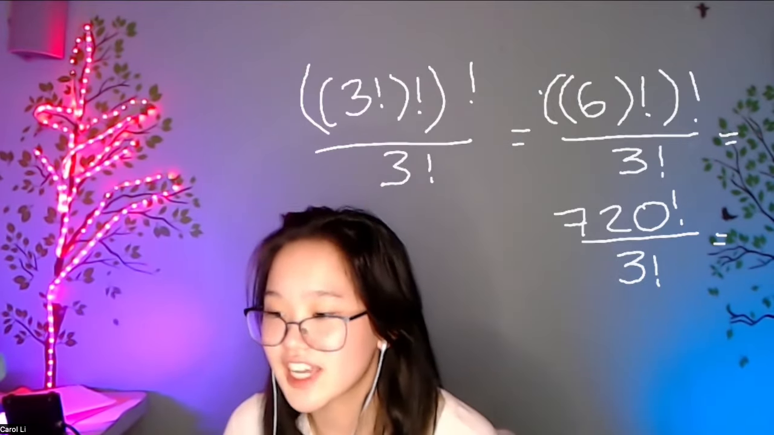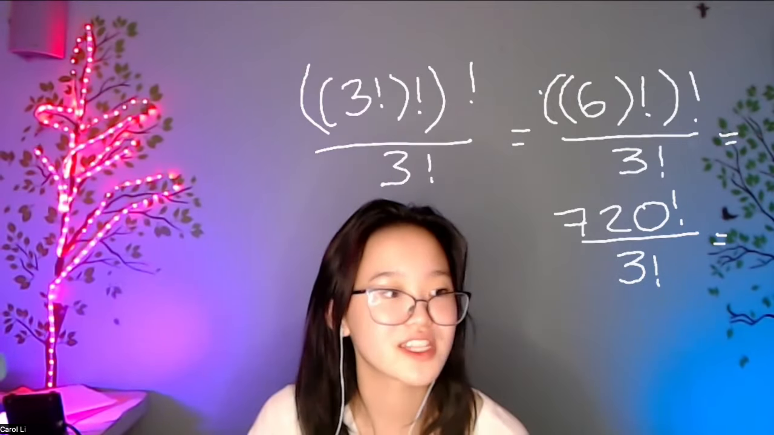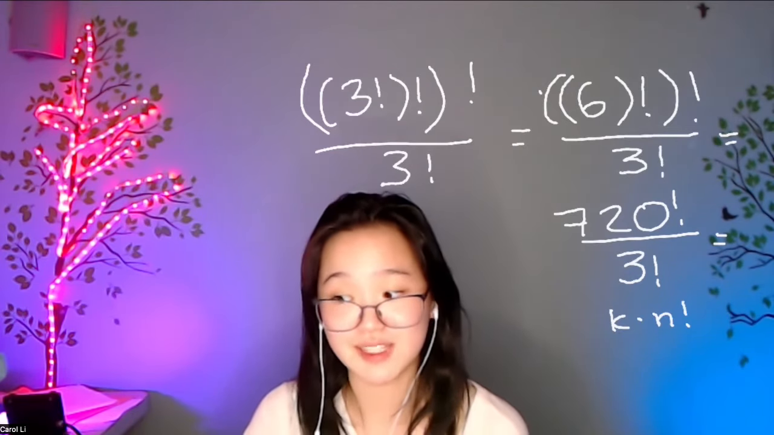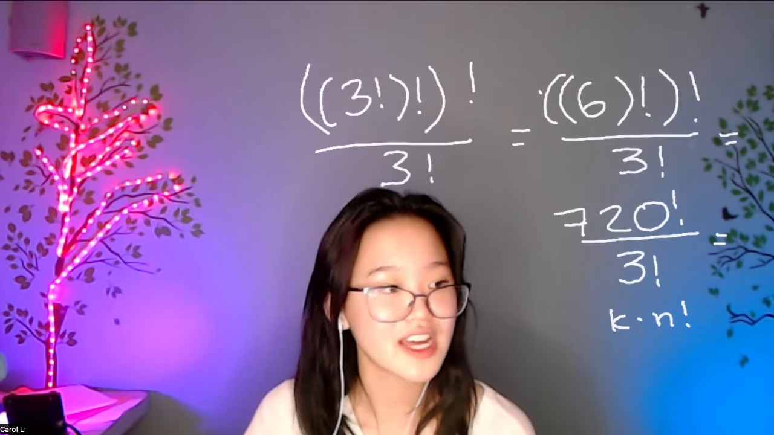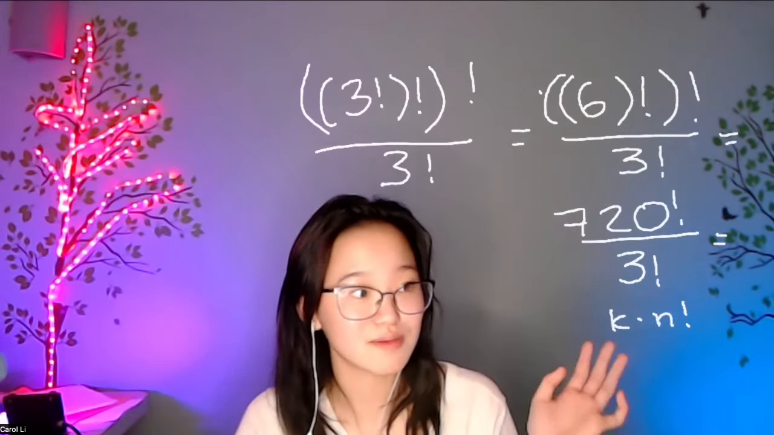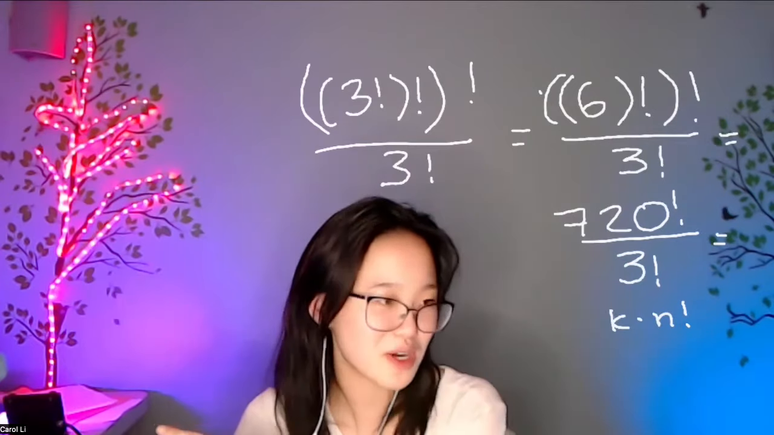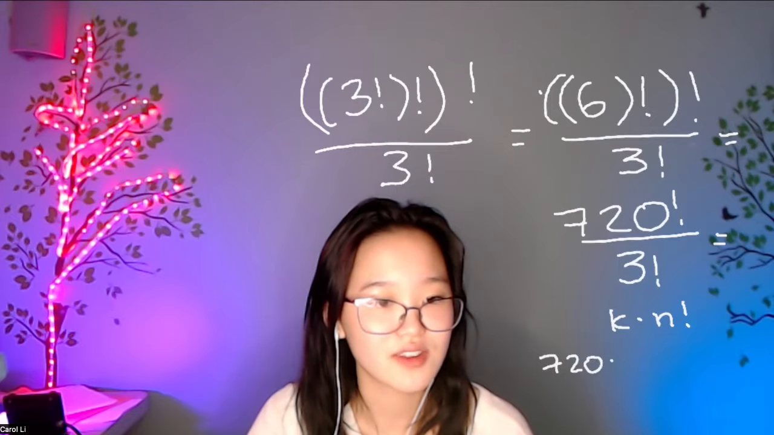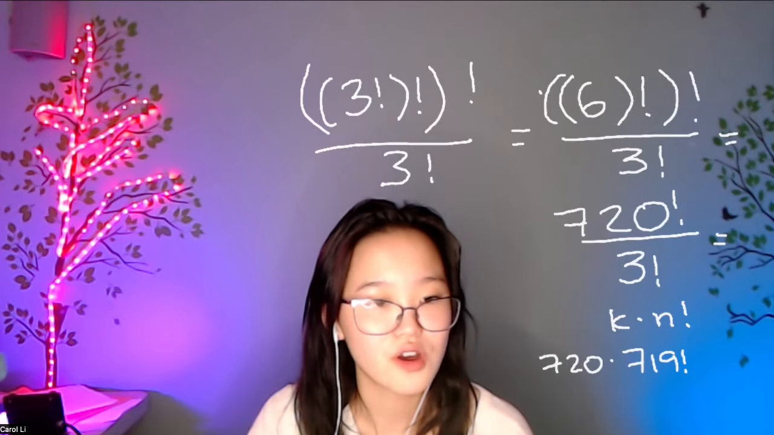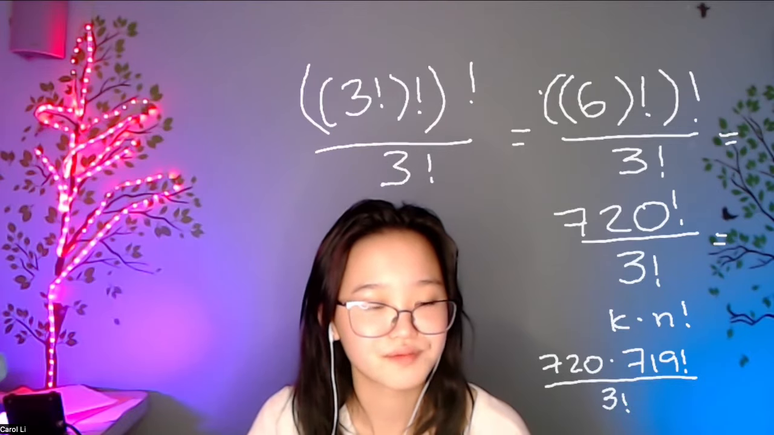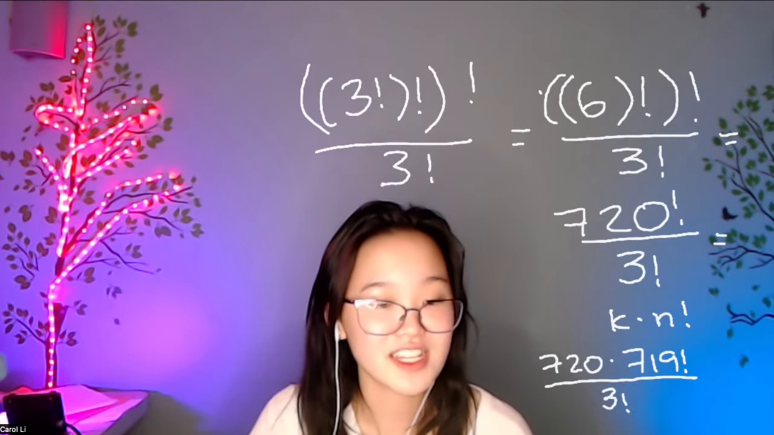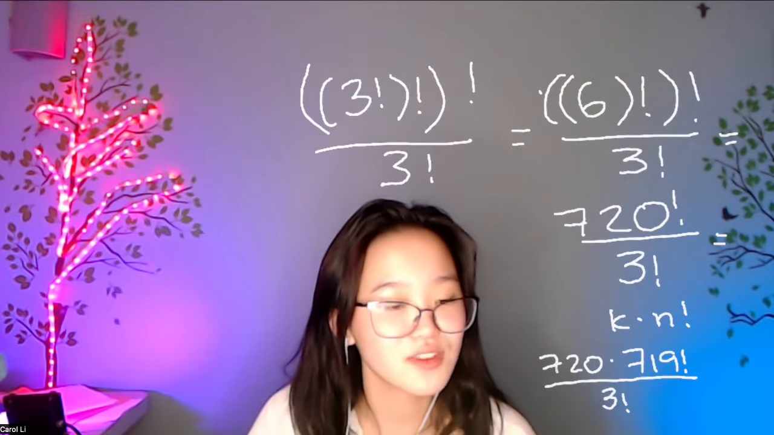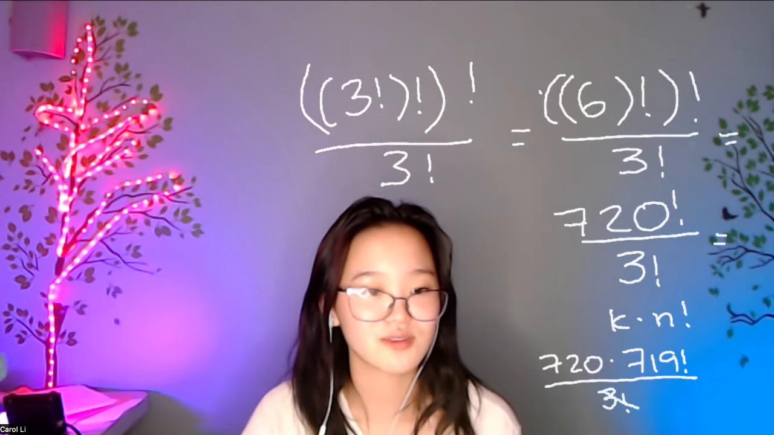So if we want n to be as large as possible, and we're supposed to write this in the form of k times n factorial, we know that 720 factorial is equal to 720 times 719 times 718 all the way to 1. So we can rewrite it as 720 times 719 factorial all over 3 factorial. Since 720 is divisible by 3 factorial, which is 6, we can just write that here.